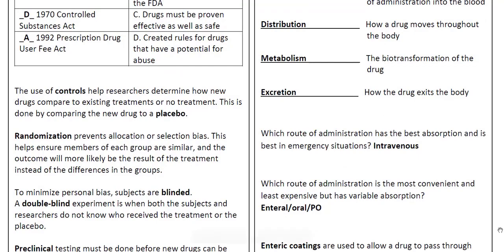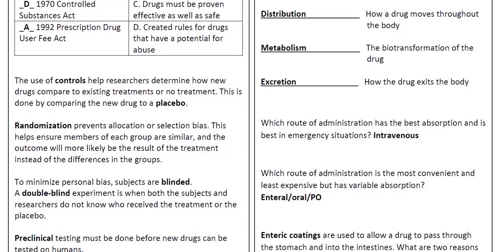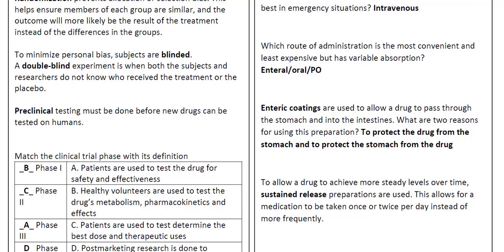Enteral medications usually come in tablet or capsule form. There are some preparations that can be made to give the drug different properties. Enteric coatings are used to allow a drug to pass through the stomach and into the intestines. Enteric coatings have 2 different intended effects. Enteric coatings can be used to protect the drug from the stomach so that it doesn't dissolve or become inactivated before it reaches the intestine, and they can also be used to protect the stomach from the drug, as is the case for enteric-coated aspirin, to help prevent against gastric ulcers.